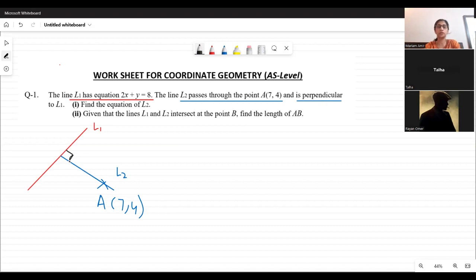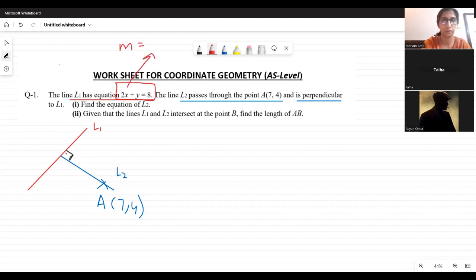If they're perpendicular to each other, what can we say about their slopes? They will be the negative reciprocal of each other. Exactly. So give me the slope of the line L1 first. What is the slope of this line? Negative 2. Exactly, negative 2.